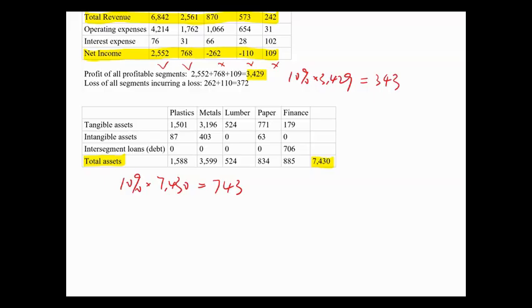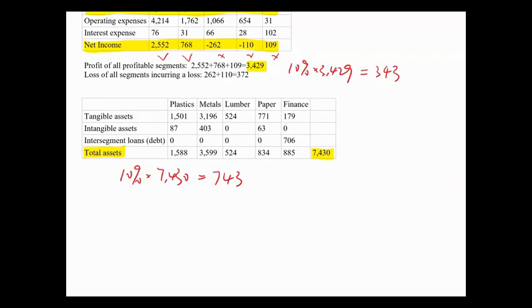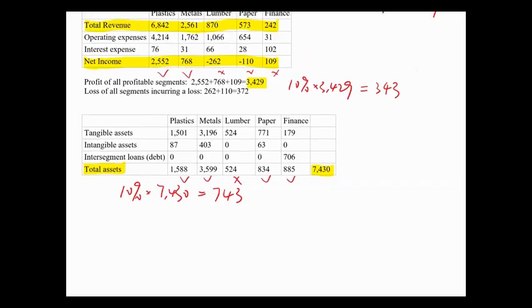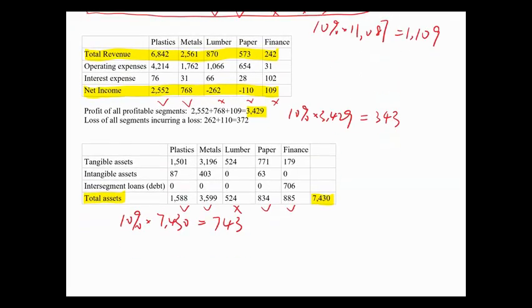Plastic's total asset is larger than this amount, so it's reportable, and the metals' total asset is also larger than this amount, so reportable. Paper and finance also have a total asset larger than this threshold, and lumber's total asset is smaller than this amount. Okay, so after considering all 3 tests, we can see that we have 4 departments that have to report their segment data separately. They are plastic, metal, paper, and finance.